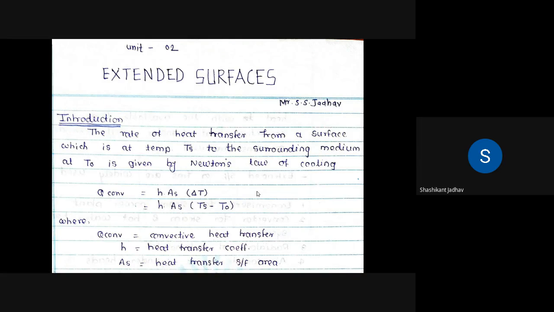So write down the formula for Newton's law of cooling, that is Q convection is equal to H into surface area into temperature difference. Okay, so Q convection is equal to H into As into delta T. That delta T is nothing but body temperature minus surrounding temperature. Q convection is convective heat transfer, H is the heat transfer coefficient, and As is the surface area for the heat transfer.